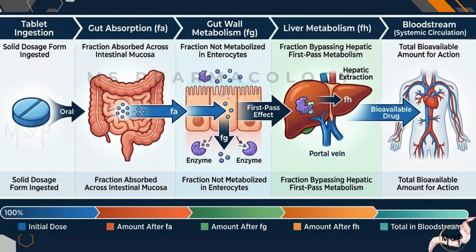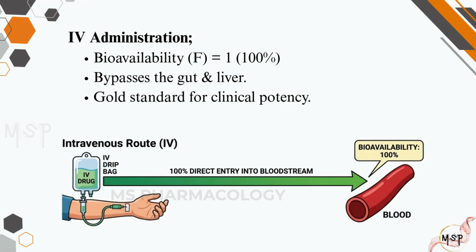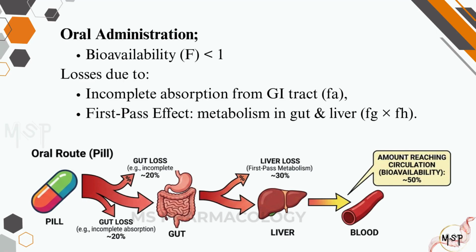Okay, friends, let's continue. Intravenous administration is the gold standard for 100% bioavailability because it bypasses all physiological barriers and metabolic checkpoints. For oral administration, F is almost always less than 1 due to two main factors: incomplete absorption from the GI tract and the first pass effect.